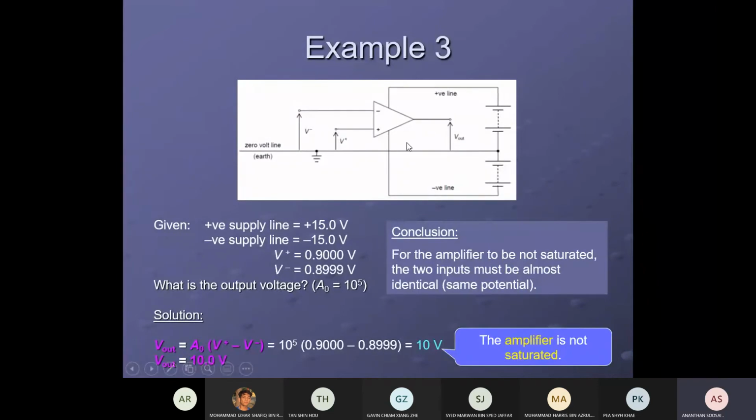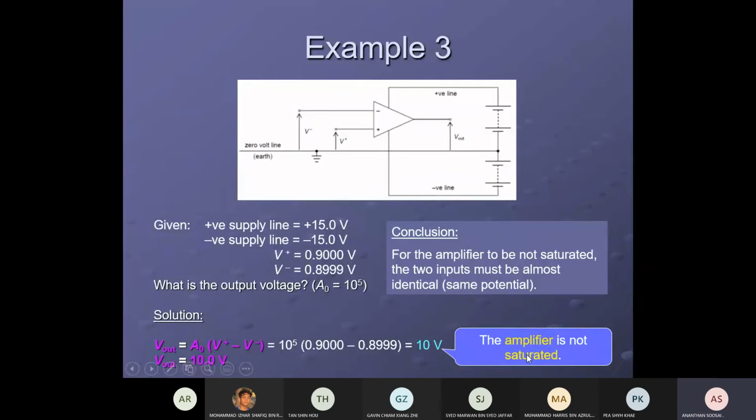In this case, V positive is bigger than V negative, but by a very small margin. We put these two values in and we find it's positive 10 volt. The supply is positive and negative 15. So the op-amp just gives the 10 volt. In this case the amplifier is not saturated, but this very rarely happens.